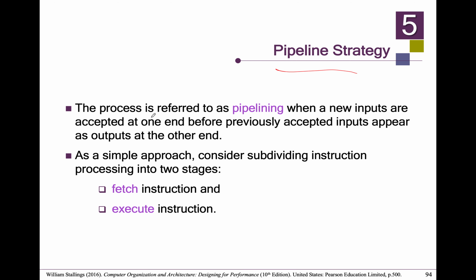So, pipeline strategy. The process is referred to as pipelining when new inputs are accepted at one end before previously accepted inputs appear as output at the other end. As a simple approach, consider subdividing instruction processing into two stages: fetch instruction and execute instruction. This is the normal flow of your instructions.